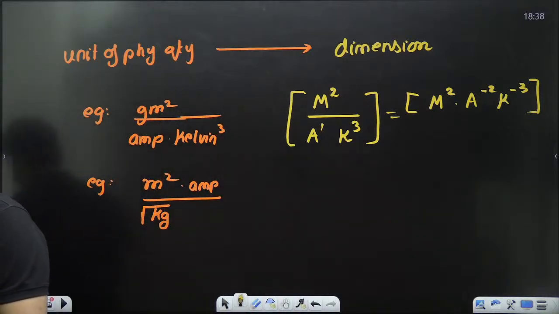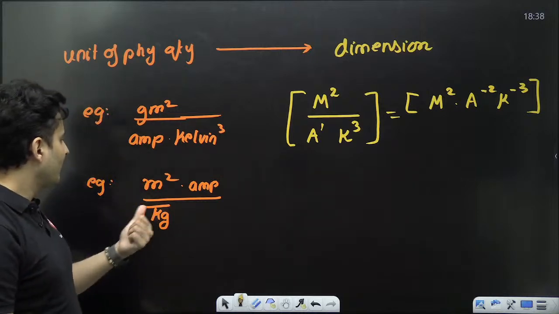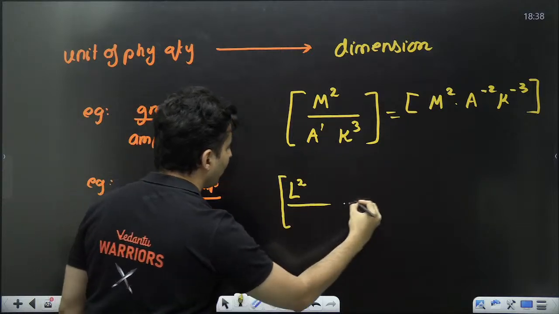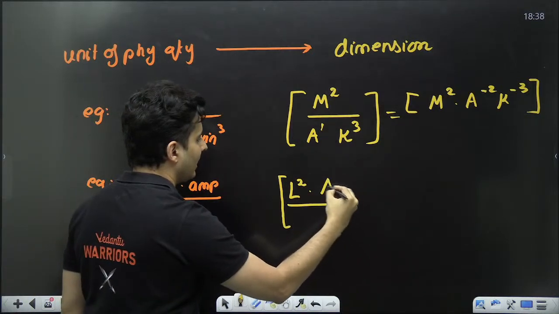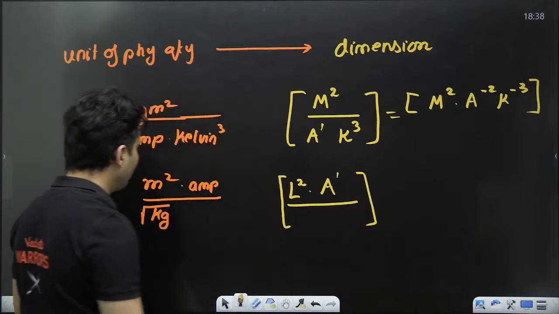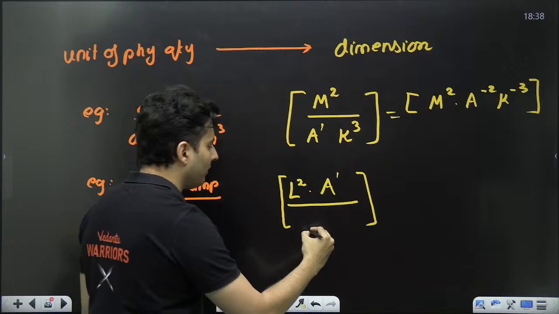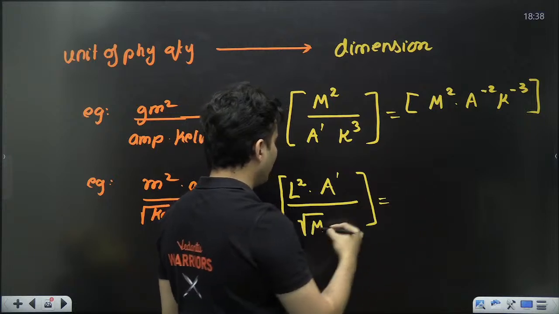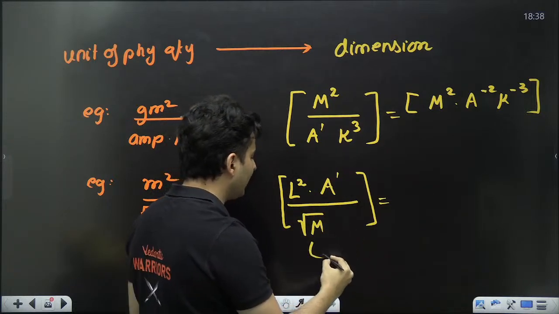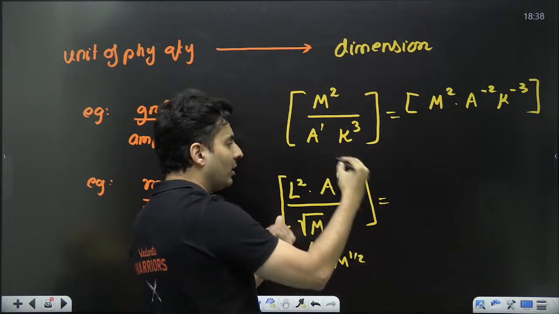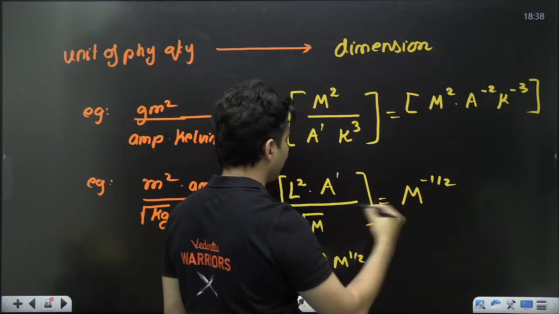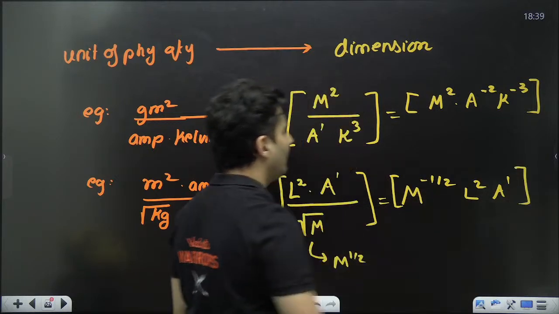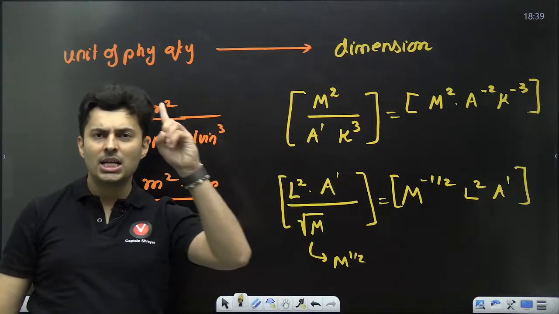Very good. Here, meter square, so basically you have length square. Ampere is basically current, so A raised to 1. Whole thing divided by root of kg, so that's root of mass. When you take it on the top, m's power is actually half. Technically, this is m raised to half. When you take it on the top, it will become m raised to minus half, L raised to 2 and A raised to 1. So that will be the dimensional formula.